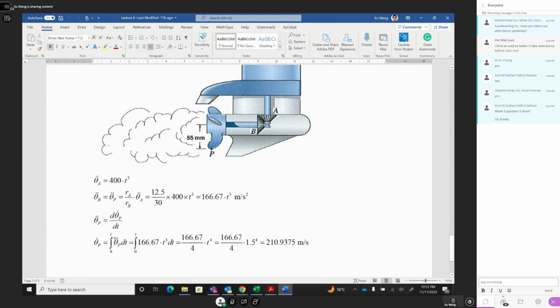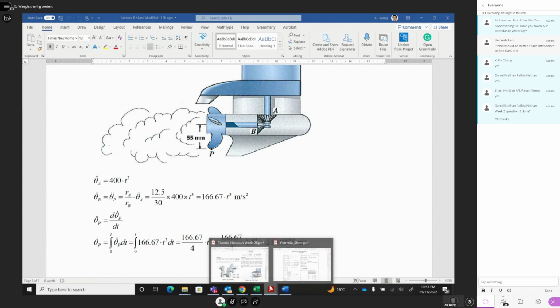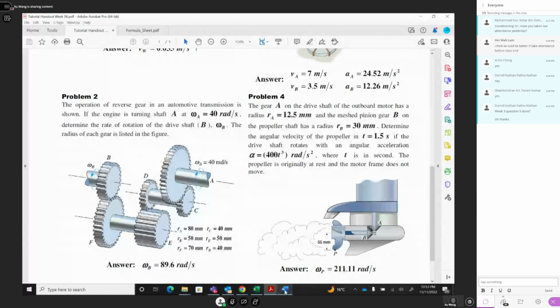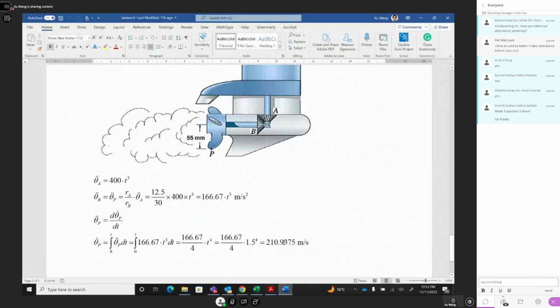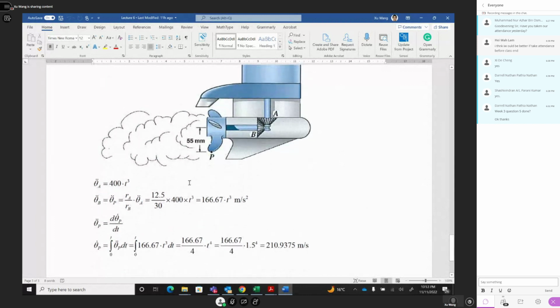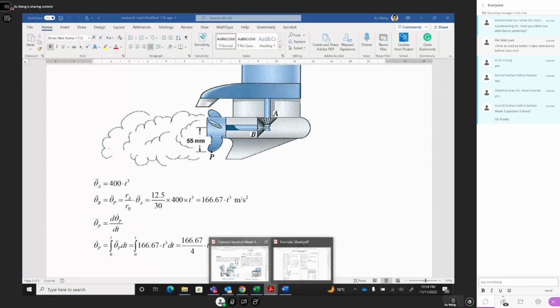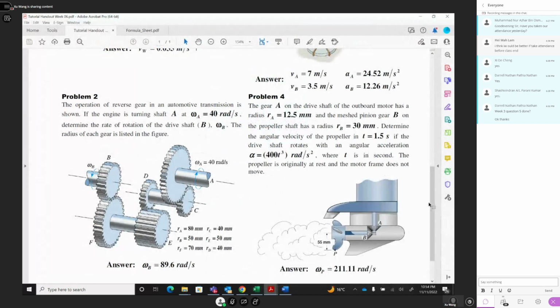This is the propeller shaft. The rotation speed equals 210.9, approximately 211. That's for this question. The key to solving this question is to use the mesh relationship, and put the original acceleration function inside. Do two integrations, and you can get your omega. That's the key for solving this problem. Okay, so this one we finish the question, week 5.